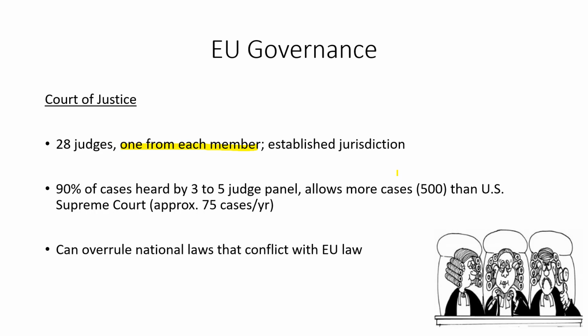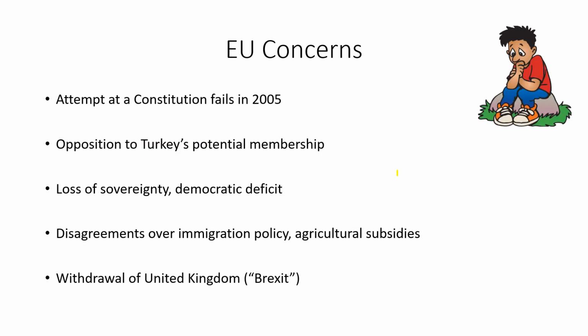And they do have the power to overrule national laws that conflict with EU law. And this still to this day is somewhat controversial within some states that feel like that violates their sovereignty somewhat. So that's why the EU is still fighting an uphill battle in order to create this concept of a supranational organization, or even something similar to the United States of Europe, perhaps. Lots of concerns as a result.